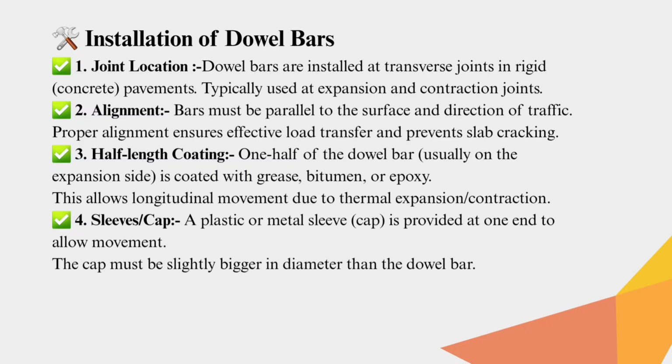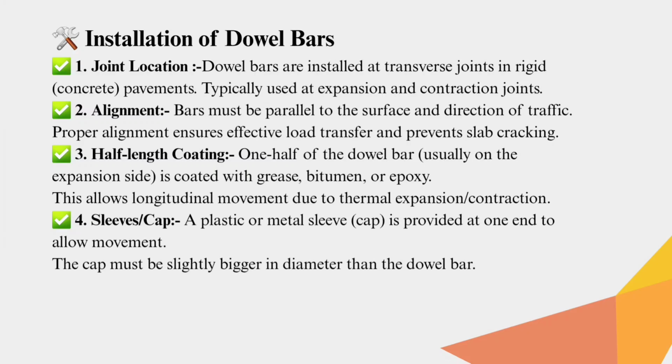So the first one is the joint location. Dowel bars are installed at the transfer joints in rigid pavements and typically used at the expansion and contraction joints. The next point in the installation is alignment. Bars must be parallel to the surface and the direction of traffic. Proper alignment ensures effective load transfer and prevents the slab from cracking.